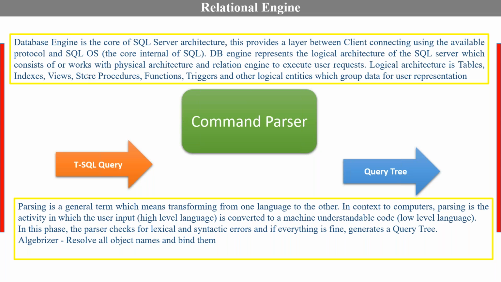Assume the database engine is the physical part. Within it we have the logical parts: the relational engine and the storage engine. The relational engine will process your request. It has three key components: command parser, query optimizer, and query executor. So when you go to the relational engine, these are the three key components.